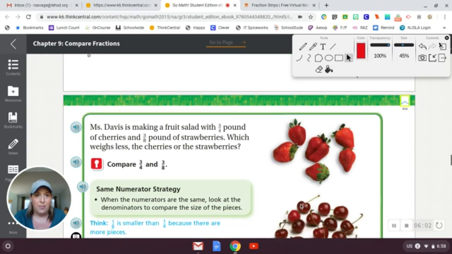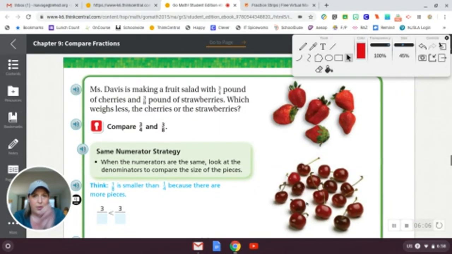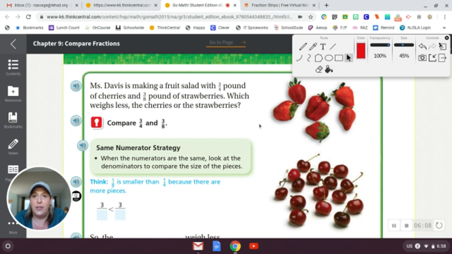Okay. Mrs. Davis is making a fruit salad with 3/4 of a pound of cherries and 3/8 of a pound of strawberries. Which weighs less, the cherries or the strawberries? So here we're looking for the least. We want the smaller one. So we're comparing 3/4 and 3/8. Now here's our next strategy, same numerator. When the numerators are the same, look at the denominators to compare the size of the pieces.